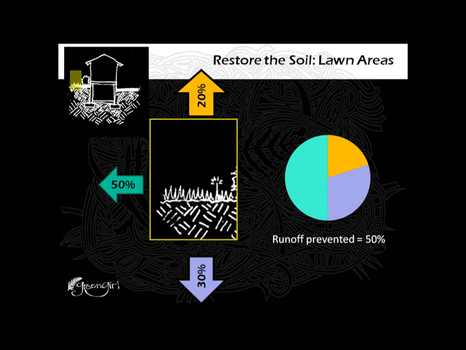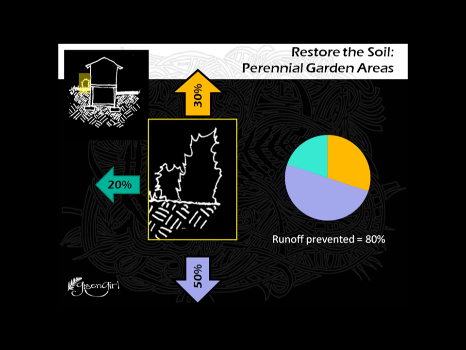Now, if you wanted to further reduce the volume of runoff coming off of your landscape area, then you could take some of the lawn, or all of the lawn, and turn it into a perennial garden area. I've seen a lot of properties like this. And now we're preventing 80% of the average annual rainfall.